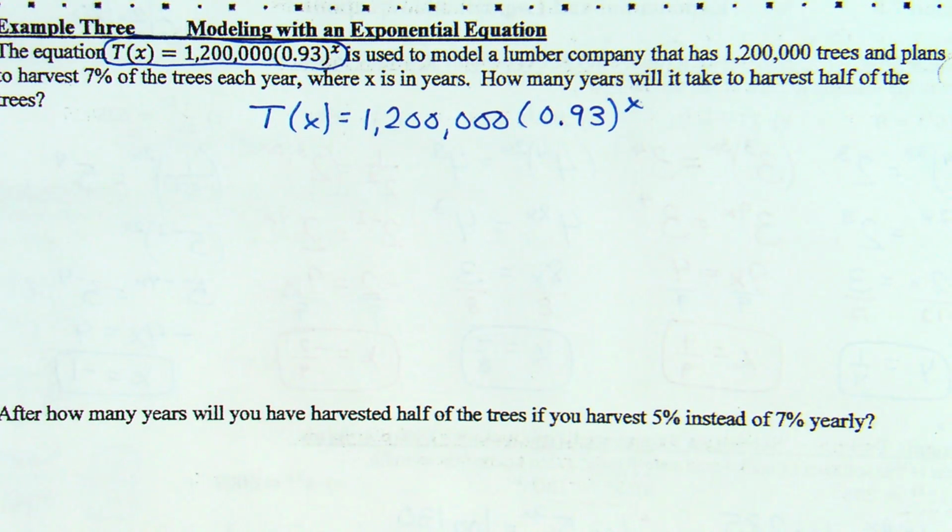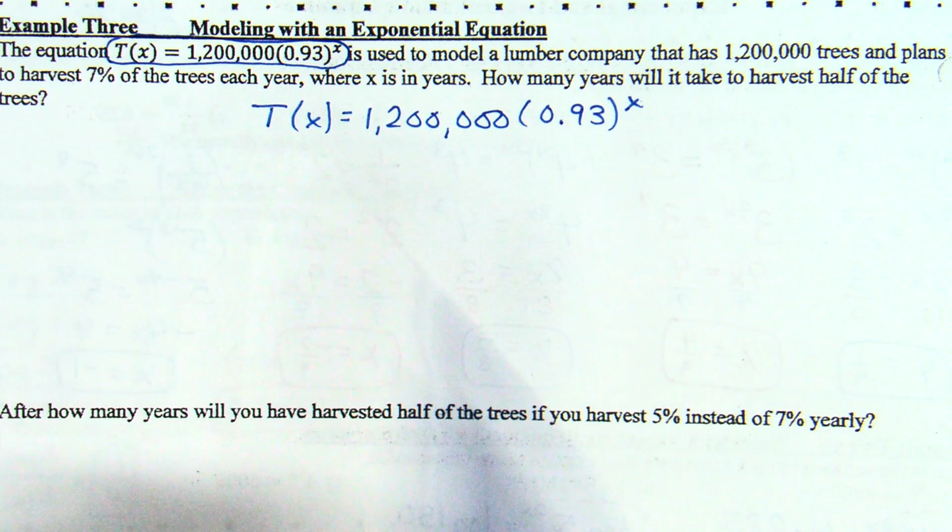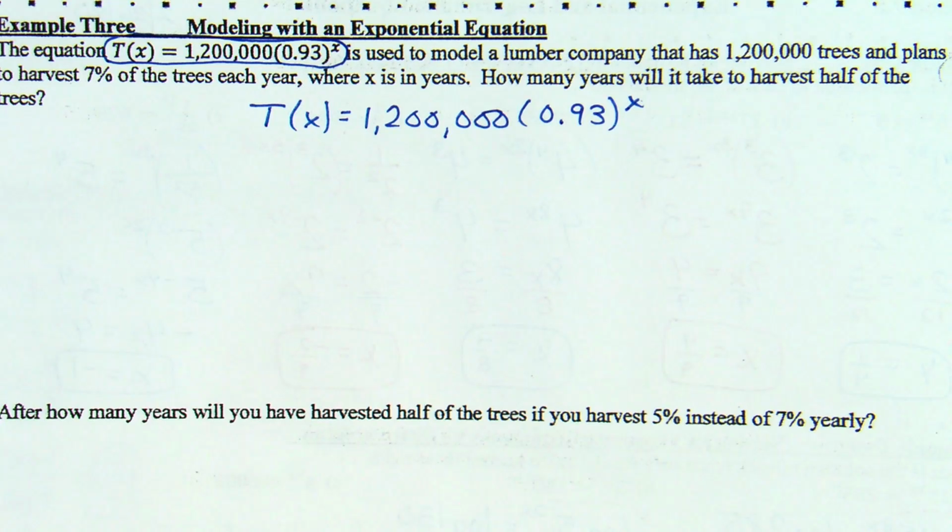Thoughts on where to go with this or what to fill in? X. No. We're trying to find x. Yeah. Because x is in years and we're asking how many years. Which means if we're trying to find x, I need to fill in something for t. Half of the trees. Trying to get keywords. Years. 7%. How about we focus on half of the trees? Half of the trees is how many?